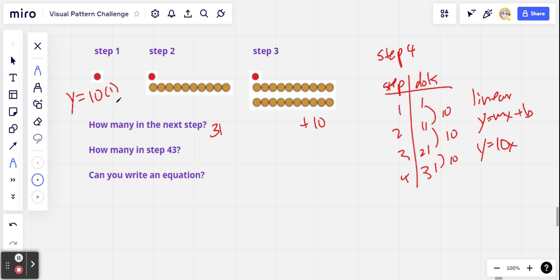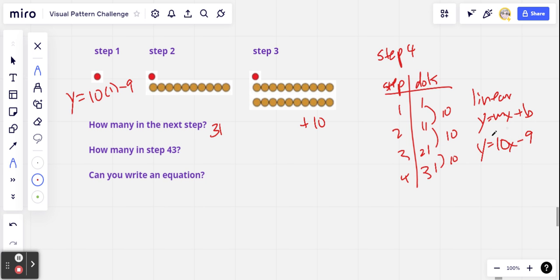So y equals 10 times 1. Well, that's 10, but there's only 1 dot here. So that is 9 too many that our equation is predicting. So we can fix that by just subtracting 9. So now 10 times 1 is 10, minus 9 is 1. That's how many dots we have there. So our b is actually a negative 9.